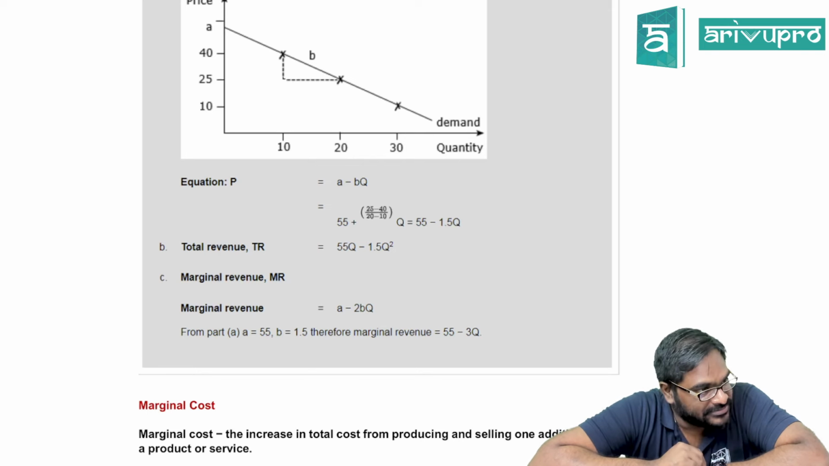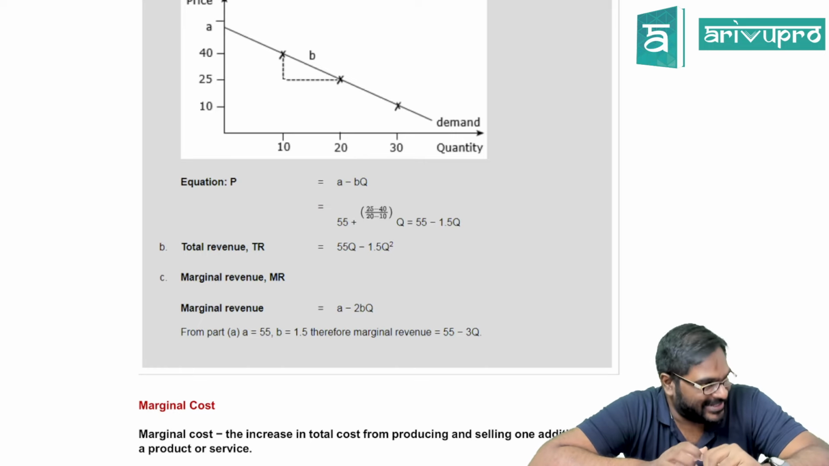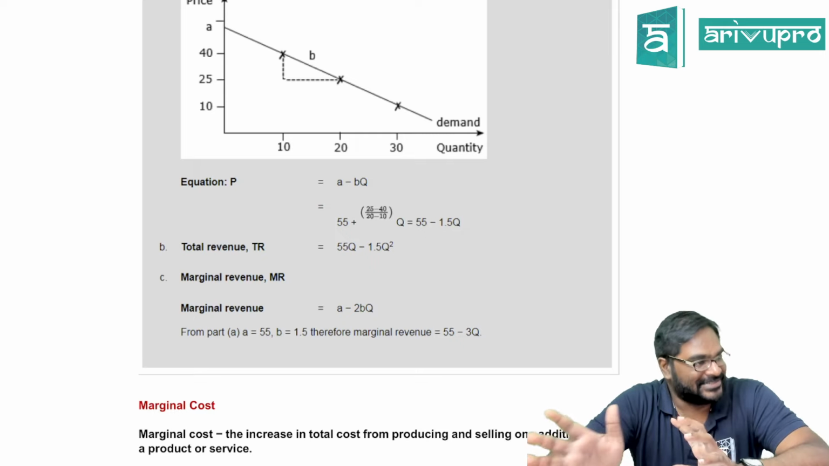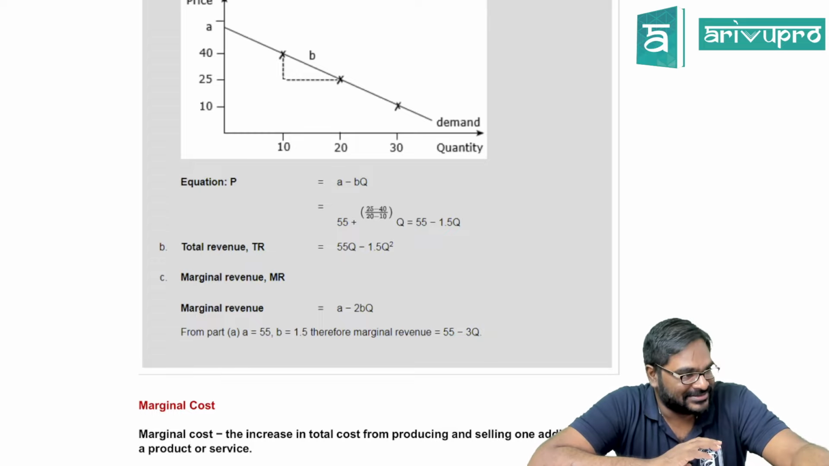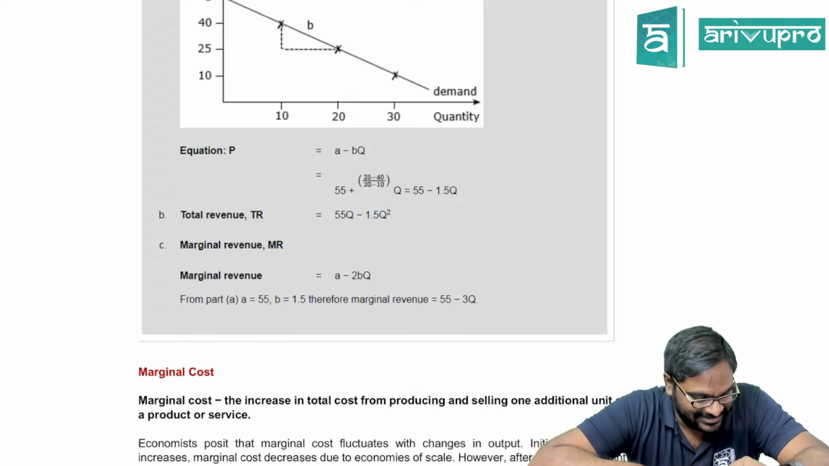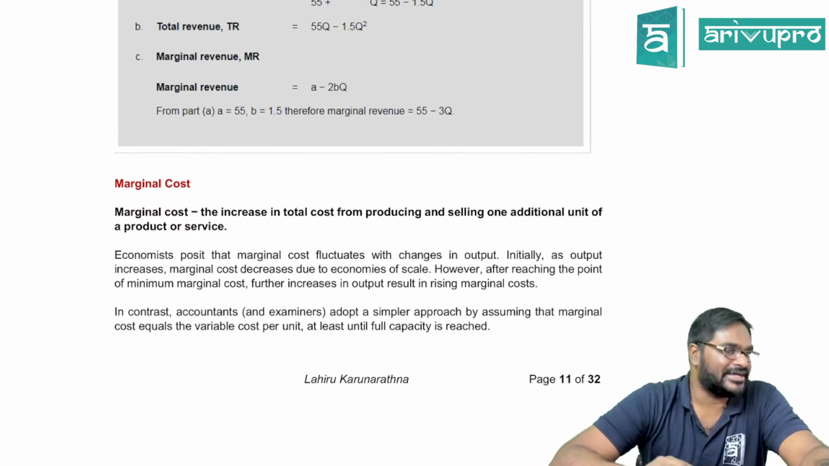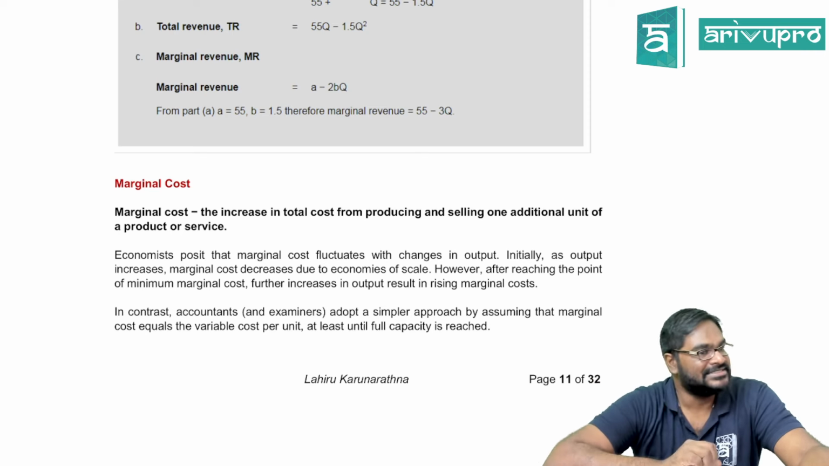Why do you multiply the B by 2 for marginal revenue? There is a huge mathematical proof for that. In your syllabus, it's not required. The formula will also be given. So this is a bit of the econ side that we are trying to touch, not the finance aspect. Okay, right. Marginal cost we already know. How much is the cost that we have to incur for one additional unit? We already discussed that several times.